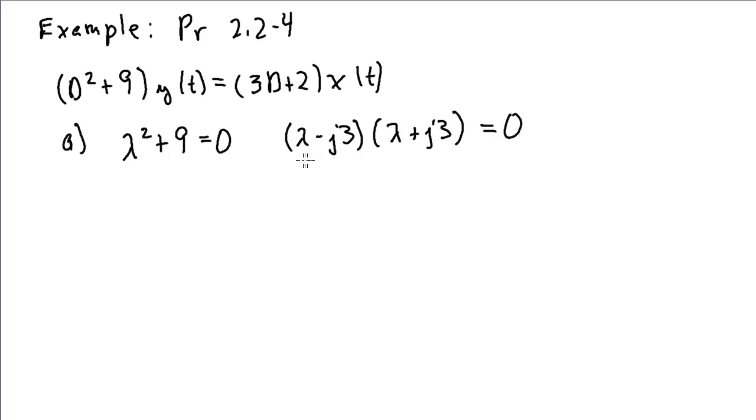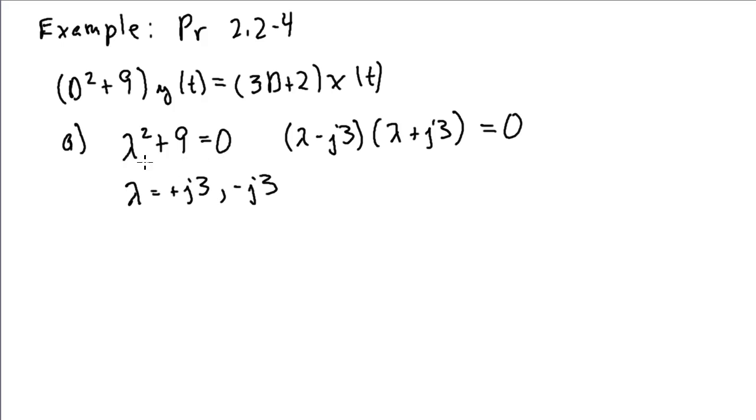And I get the characteristic roots of lambda equal to plus j3 and minus j3. Okay. These are the characteristic roots. In this case, they're complex. They don't have a real part though, so there won't be an e to the alpha t part. We'll just end up with the cosine part when we substitute into our expression. So this is the characteristic equation.